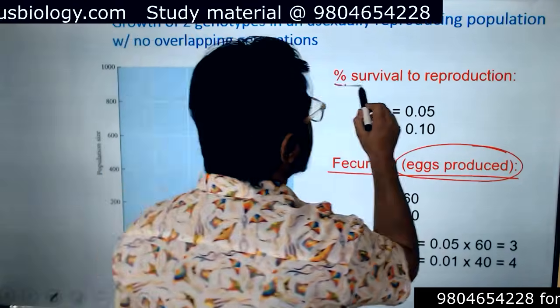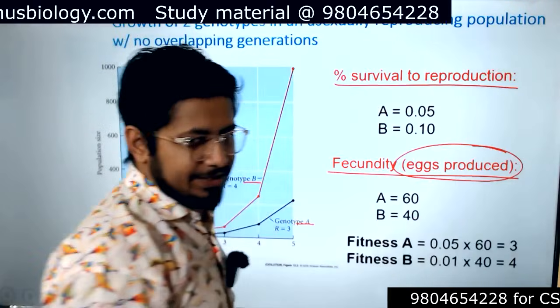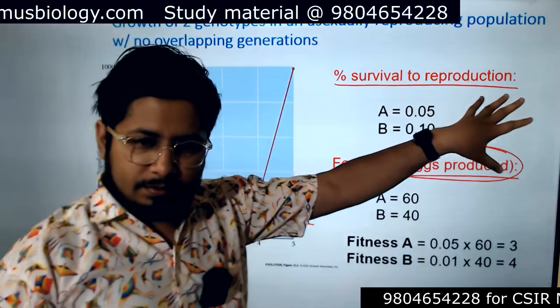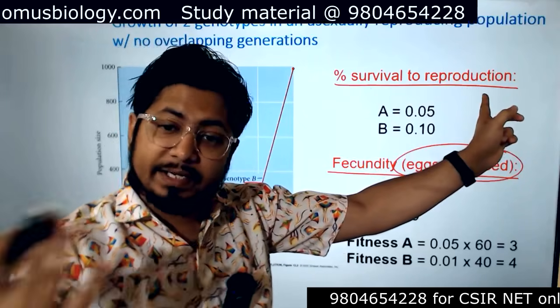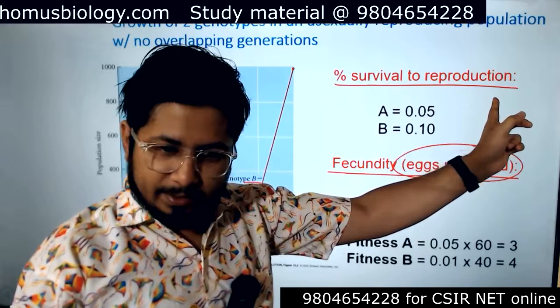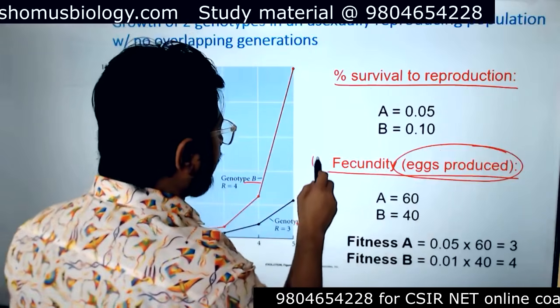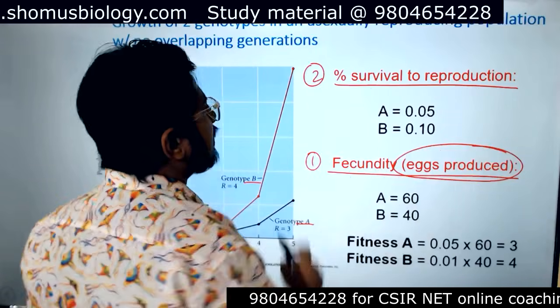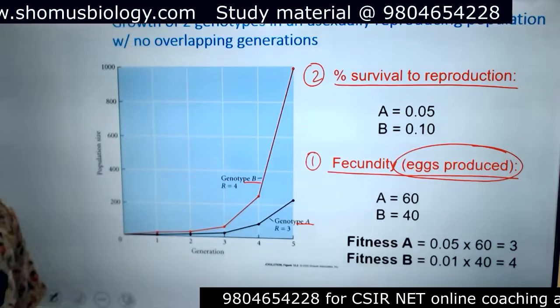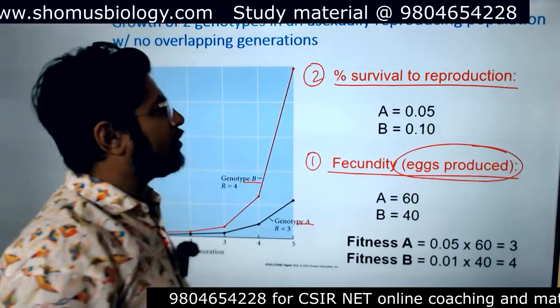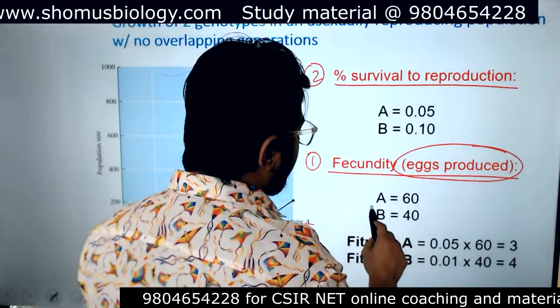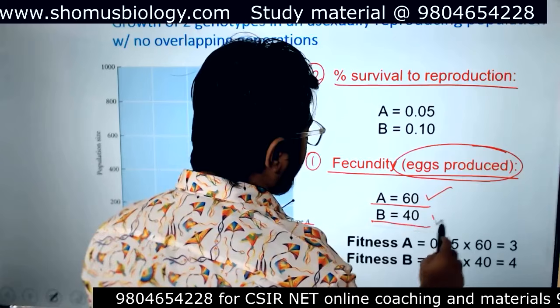Second thing is a person's survival to reproduction. So among the offspring that they can produce, what is the percentage that they will survive till their reproduction? Remember I told you these are the two factors. So factor 1, fecundity. Factor 2, a person's survival to reproduction. Now for both the genotypes, if we compare, let's imagine that. So for A, the fecundity rate is 60. For B, fecundity rate is 40.